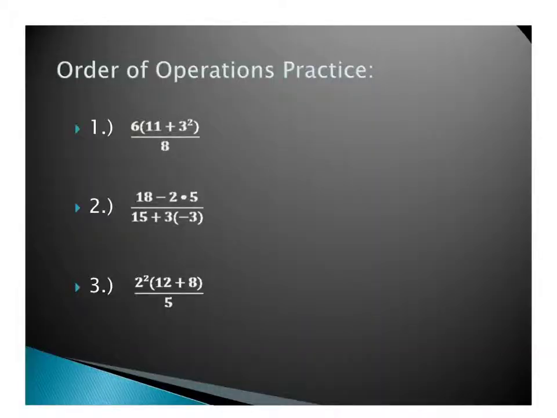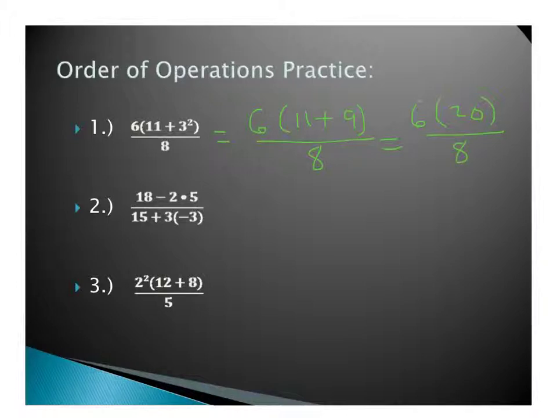The first one, we have 6 times (11 plus 3 squared) over 8. Well, I've got to go with my parentheses first. So if I'm going inside my parentheses, I have 11 plus 3 squared. Well, addition or exponents first? Exponents first. So I'm going to have 6 times (11 plus, well, 3 squared is 9). Okay, still in my innermost groupings, I have 11 plus 9. That gives me 20.